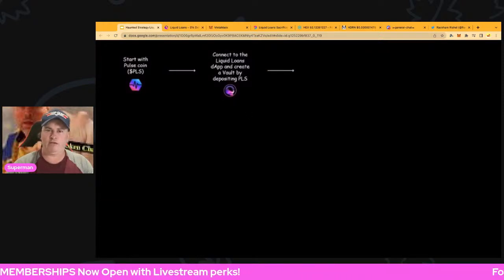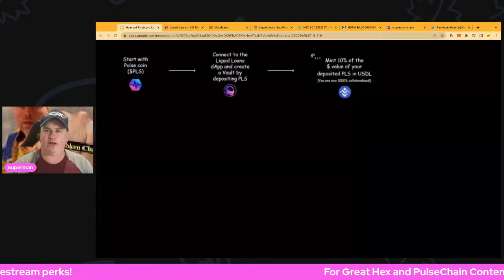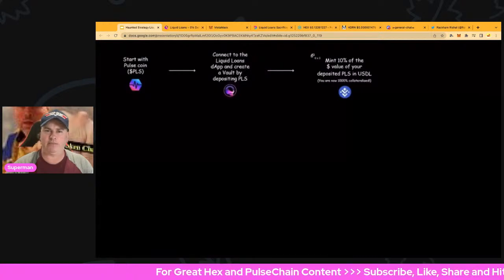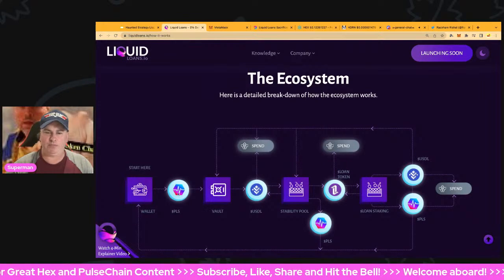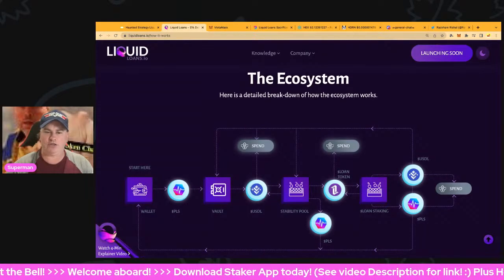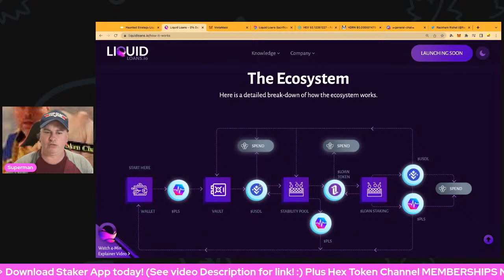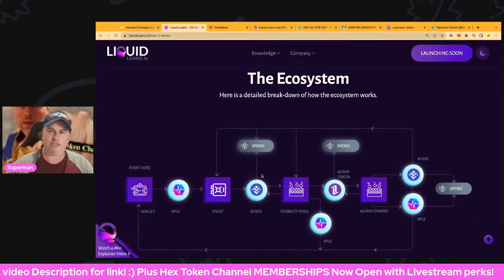Then of course, we've got another arrow there coming in. And then, boom, mint 10% of the dollar value of your deposited PLS in USDL. So USDL is going to be the stablecoin. We go to Liquid Loans, and we can see that when you put PLS in the vault there, you're going to get USDL, which is a decentralized algorithmic stablecoin based on the fact that it can always be redeemable for $1 worth of Pulse. So Pulse might move around in price, but the USDL will be redeemable for that.